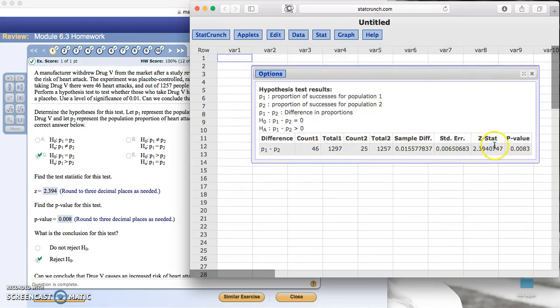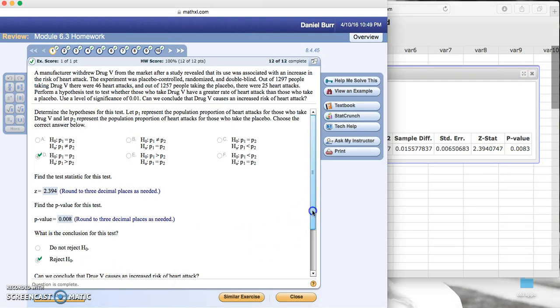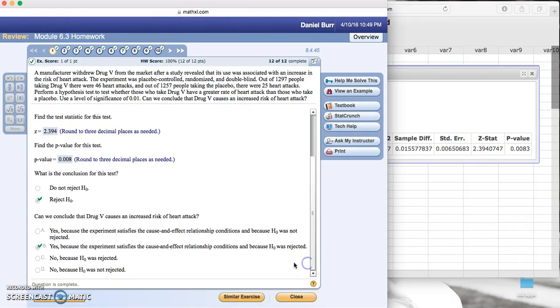But there it is, Z stat of 2.39, p-value of 0.008, which is smaller than our significance level of 0.01. So we're going to reject that null hypothesis and conclude that drug V causes an increased risk of heart attack. And then a little added bonus with this one, it was a placebo-controlled randomized double-blind. Those are the conditions under which we can actually use a cause and effect claim. So, thank you for listening.